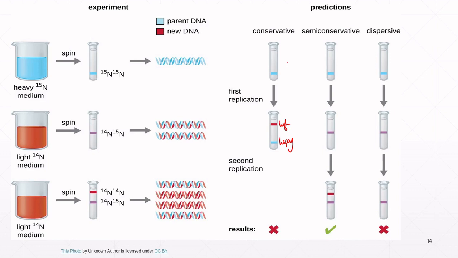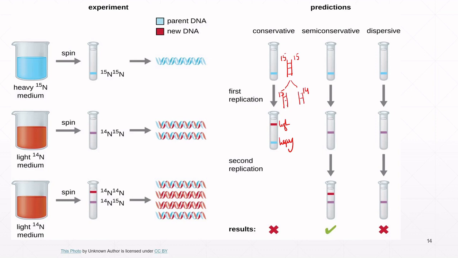Why? Because according to the conservative mode, the two strands of the parent DNA will be conserved in one of the daughter DNAs. So one daughter DNA will have both the strands N15, and the other daughter DNA will have both the strands N14. So N15 containing DNA will form a heavy band, N14 containing DNA will form a light band.